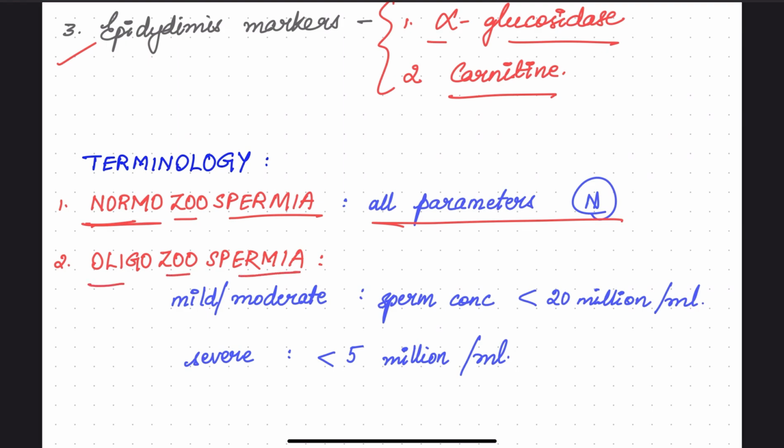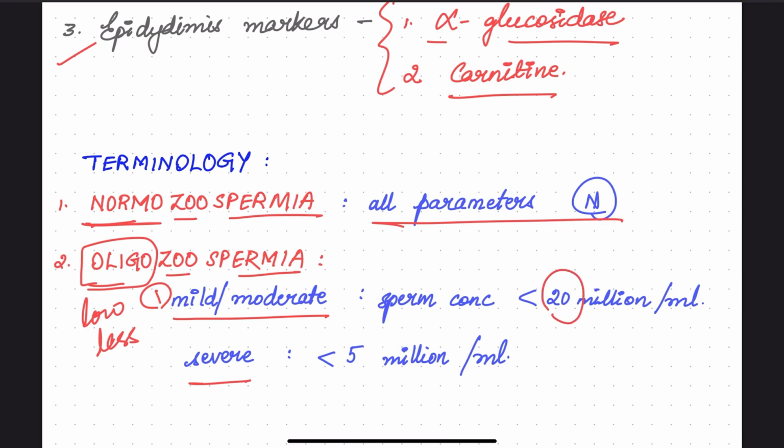Oligozoospermia. Oligo means anything that is low or less. So it indicates low sperm count or low sperm concentration, and it is divided into mild to moderate and severe. In mild to moderate, the sperm concentration is less than 20 million per ml, whereas in severe it is less than 5 million per ml.